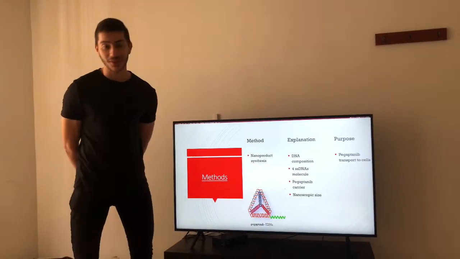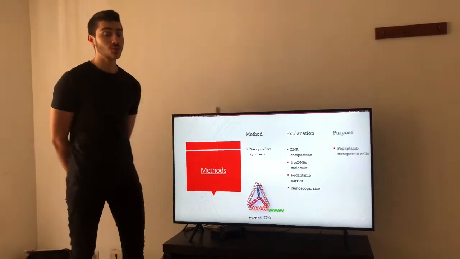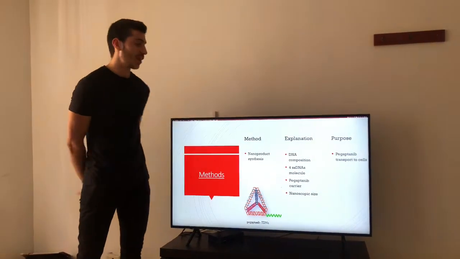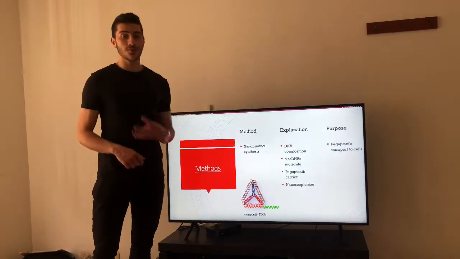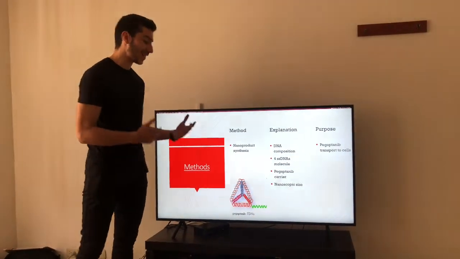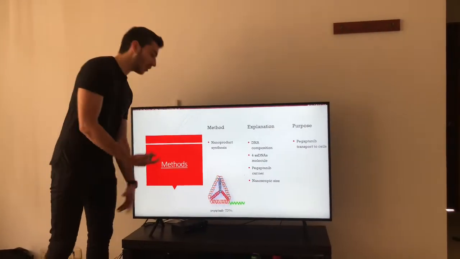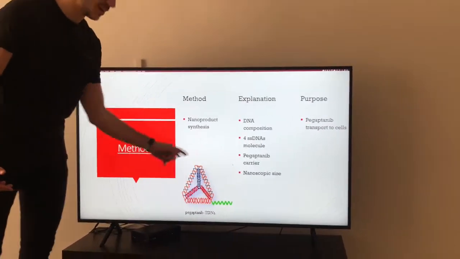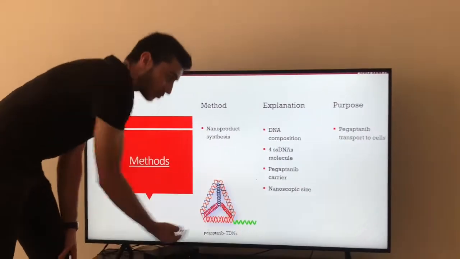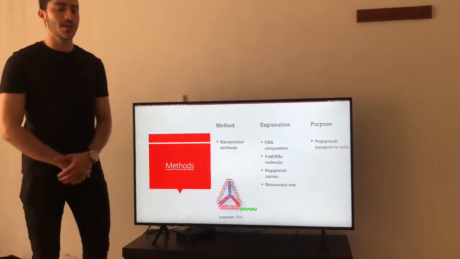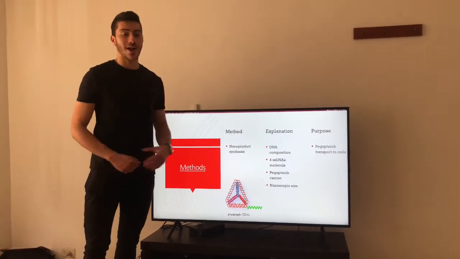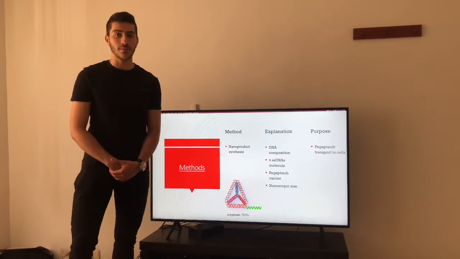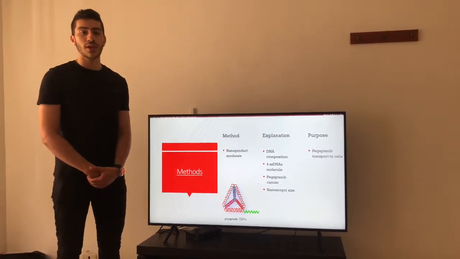There were four main methods carried out in this experiment. The first one was the nanoproduct synthesis. This nanoproduct was made out of DNA by itself. It was composed out of 4 single-stranded DNA molecules attached to the pegaptanib. As you can see here, this is the diagram of the DNA nanostructure attached to this green strand, which represents the pegaptanib. Something important to mention is that this structure had a nanoscopic size, which is the millionth of a millimeter, and the purpose was simply to carry pegaptanib to cells.